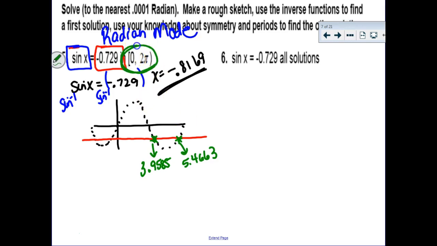Because they snuck in this interval right here. It says only between 0 and 2 pi. Is negative 0.8 something between 0 and 2 pi? Nah. So why is my calculator giving me that number then?